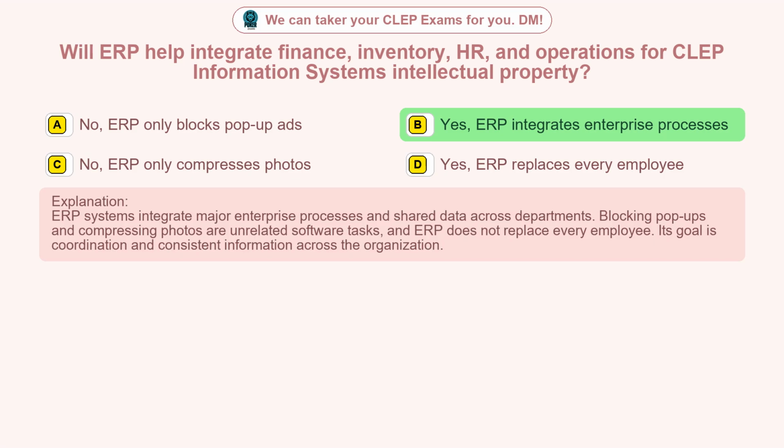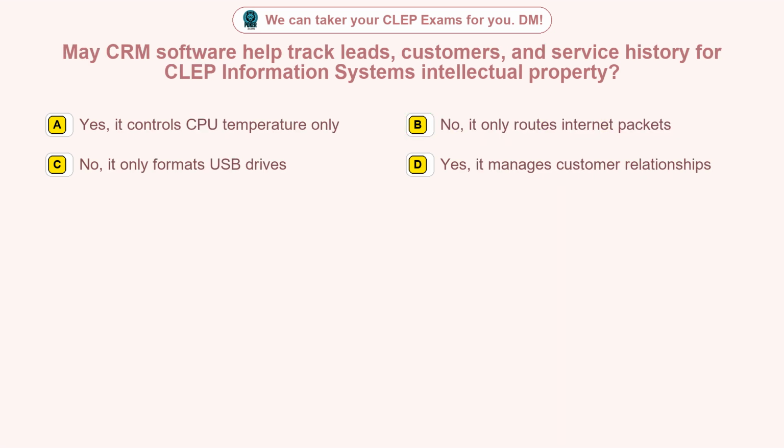ERP systems integrate major enterprise processes and shared data across departments. Blocking pop-ups and compressing photos are unrelated software tasks, and ERP does not replace every employee. Its goal is coordination and consistent information across the organization. Question 15. May CRM software help track leads, customers, and service history for CLEP Information Systems intellectual property?